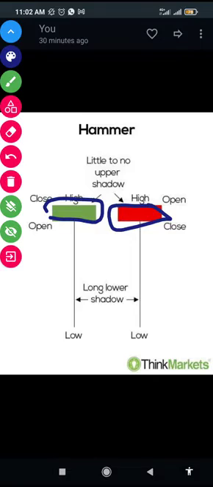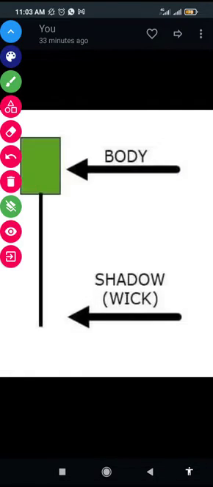The opposite of this one is called the shooting star, or inverted hammer instead. Then this is a hammer. You can see the full body and you can see the wick, which is the rejection or the fight that drove price back to the upside. This is also a hammer.